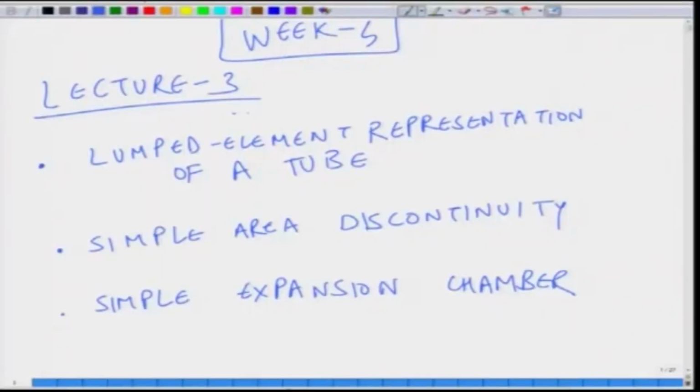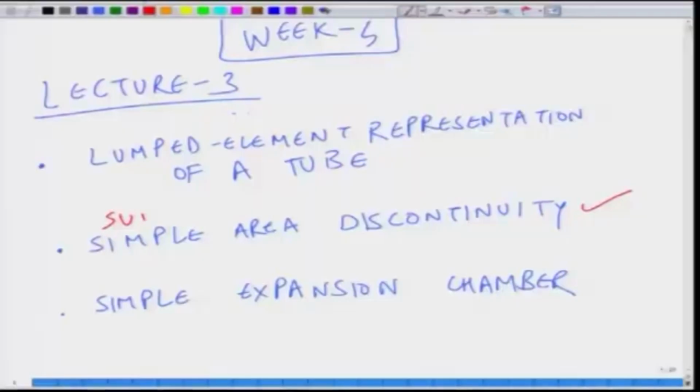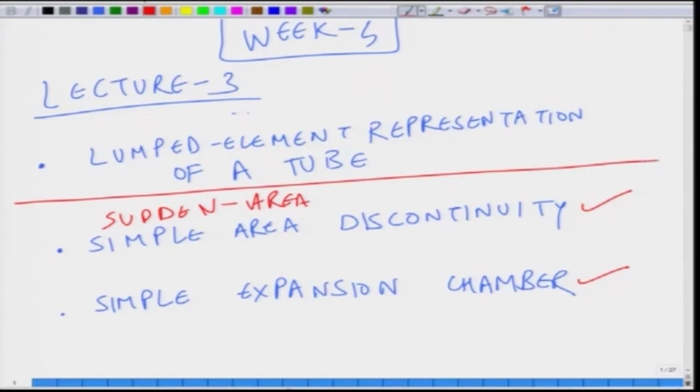So, the objective of this lecture is basically to analyze the transmission loss performance of constituent elements, particularly this simple sudden area discontinuity, also known as simple area discontinuity, what I have written, also known as sudden area discontinuity, and simple expansion chambers. But before we do so, there is another thing to be studied, and that is a lumped element representation of a tube, that is basically this bit.